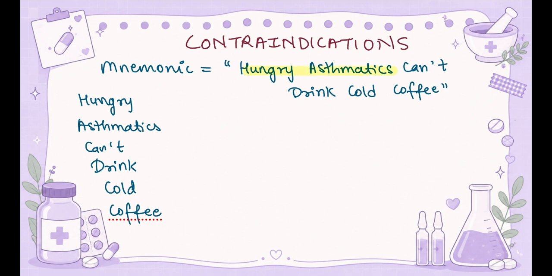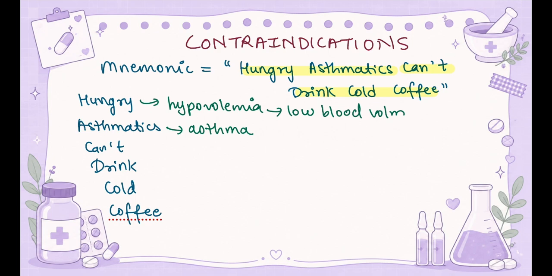Our warning mnemonic is, hungry asthmatics can't drink cold coffee. Let's explore that. Hungry stands for hypovolemia. A low blood volume heavily accentuates the dangerous hypotension caused by alpha blockers. Asthmatics stands for asthma. Now, systemic alpha blockers actually lack an effect on bronchial resistance. However, ocular beta blockers are strictly contraindicated in asthmatic patients. This distinction is vital to remember for your clinical exams.